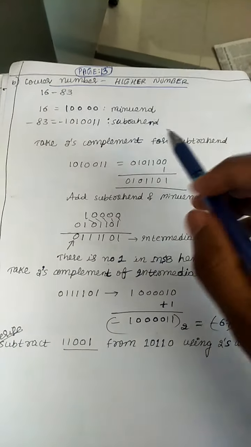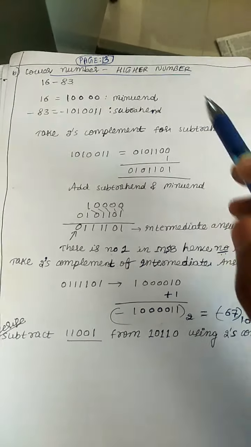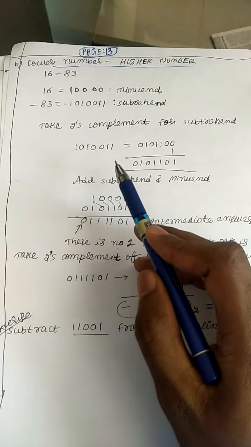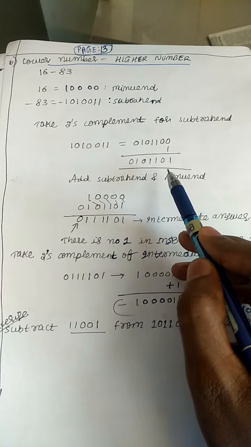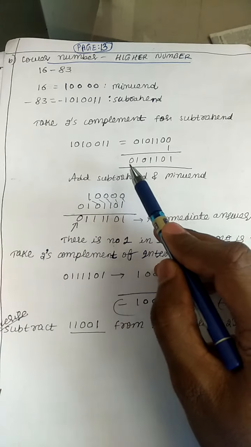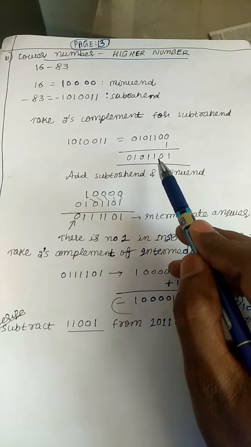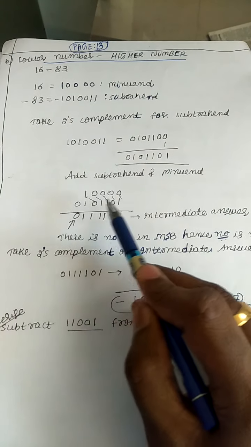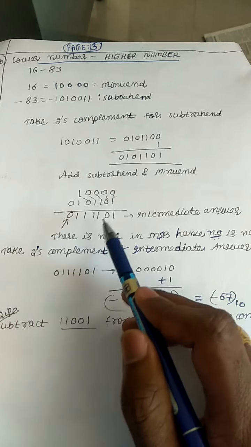Suppose the minuend is lesser than the subtrahend, then what do you have to do? Take the complement of the subtrahend, add 1. Okay, then you will get 0 1 0 0 0 1 0 1 1 0 1. That one you add with the minuend. This is the minuend and this is the solution what you got here.